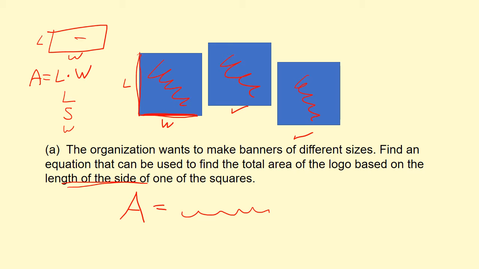So think about this a little bit, and you need to come up with one formula using one variable that gives you the total area of all 3 of these squares. All right, so that is your first job.